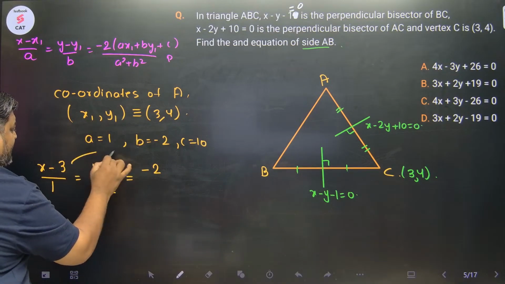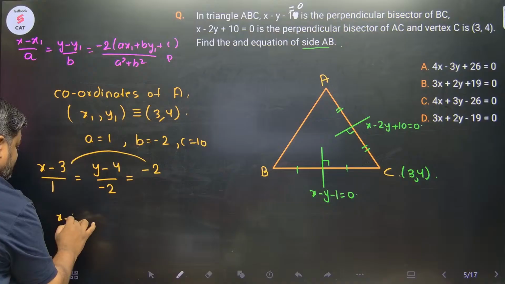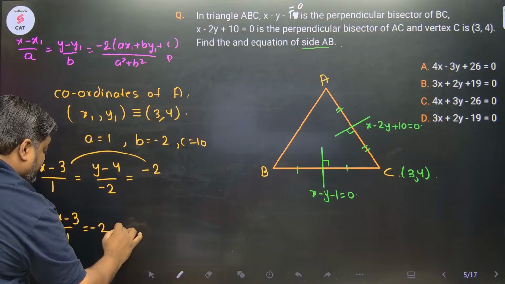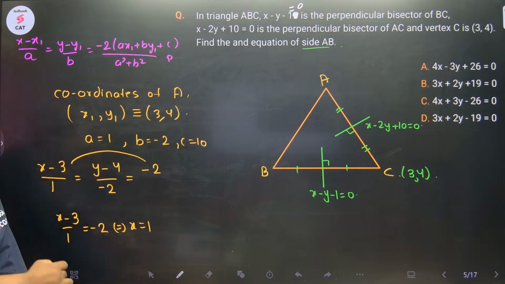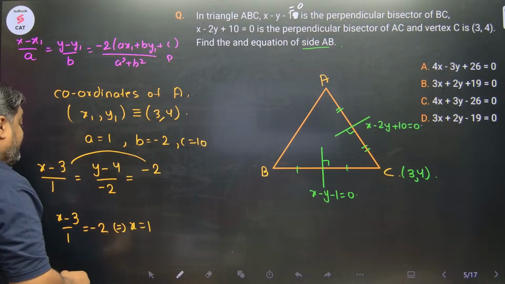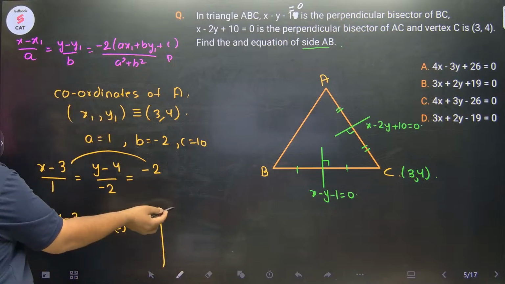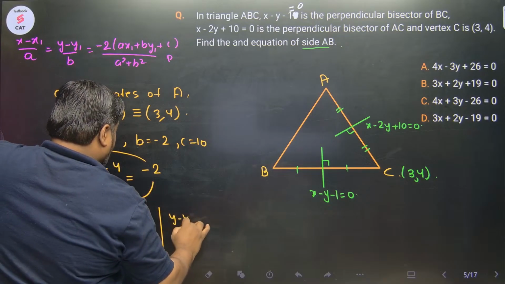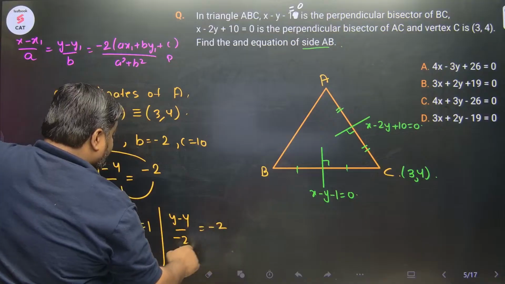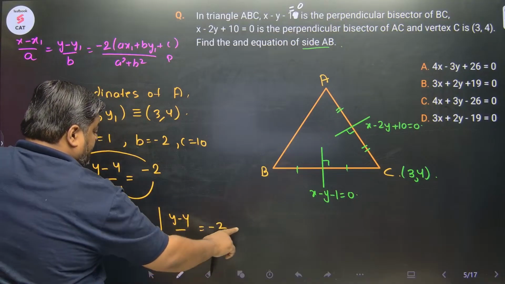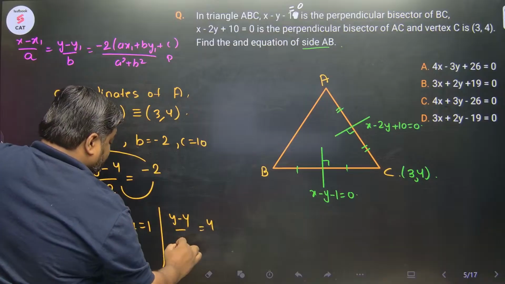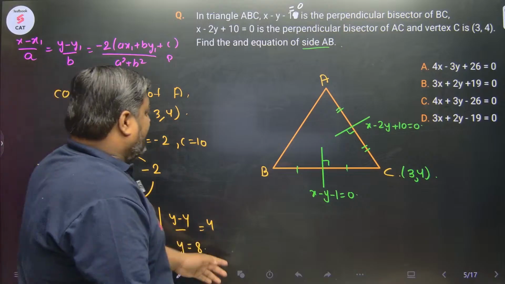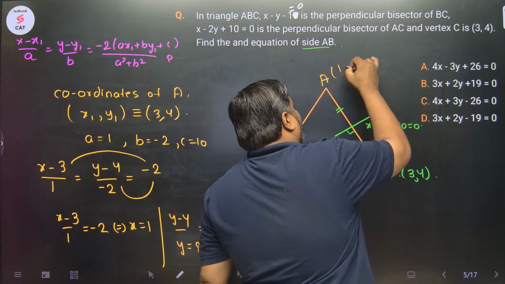First I will equate these two. So x minus 3 upon 1 equals minus 2. Right? This gives me x as 1. Second, if I want the y coordinate, I have to equate these two, right? So y minus 4 upon minus 2 equals minus 2. Minus 2 into minus 2 is plus 4. 4 plus 4 is 8. So y is 8. So coordinates of A are 1 and 8.